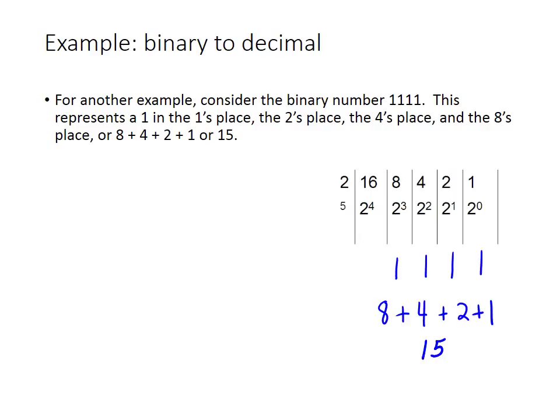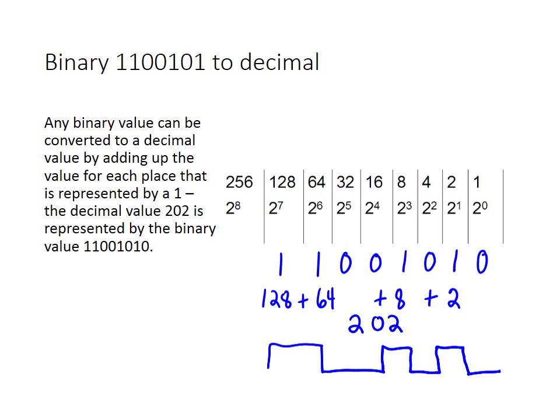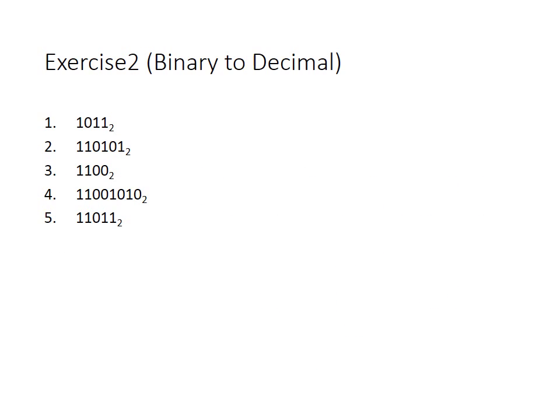For a binary number 1111, you will get 8 plus 4 plus 2 plus 1 equal 15 in decimal. For a binary number 1100101, the biggest position value is 2 power 7, which is 128. So it is 128 plus 64 plus 0 plus 0 plus 8 plus 0 plus 2 plus 0 equal to 202 in decimal. Practice this with paper and pencil.